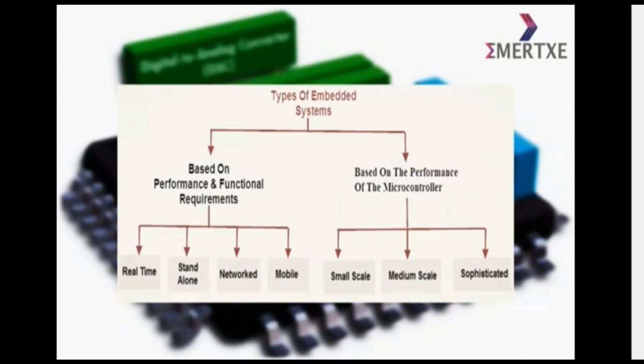Let's move on to the classification of types of embedded systems. The embedded system is divided into two types: based on performance and functional requirements, and based on the performance of the microcontroller. Based on performance and functional requirements, it is further classified into four subunits: real-time embedded system, standalone embedded system, networked embedded system, and mobile embedded system.